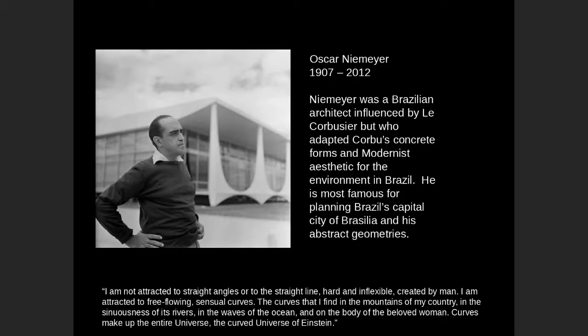Oscar Niemeyer is another great architect in this genre. He was Brazilian, very much influenced by Corbusier and the Modernist movement, and he's best known for designing the complex of Brasilia, the capital of Brazil. And here we can see a little bit of his concept about not wanting to have straight lines. They're too hard, they're too inflexible, they're man-made. He wanted free-flowing lines that are more sensual, more natural, like the mountains or on a woman's body or whatever.